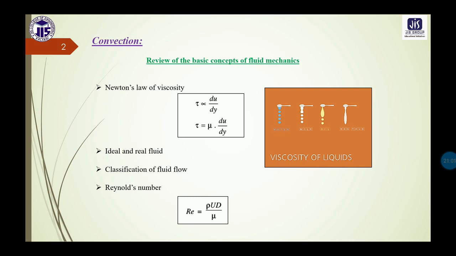So this is the incompressible flow. But in case of compressible flow, what happens? Then the fluid density varies when the pressure changes.